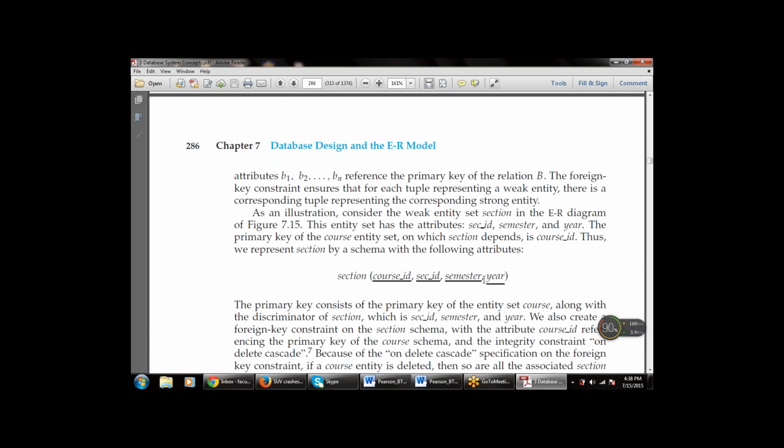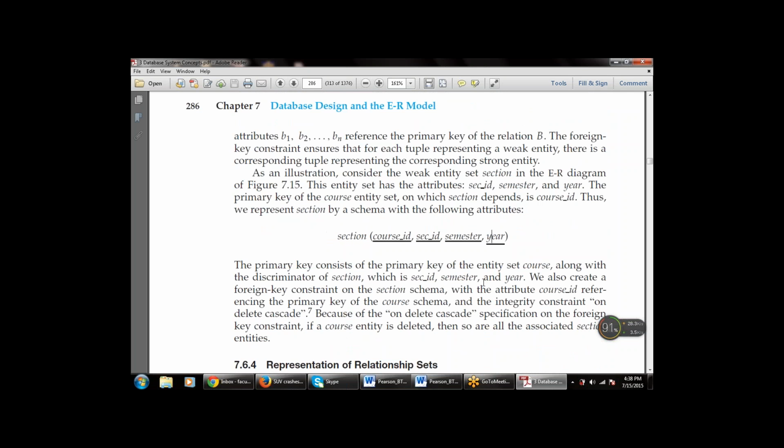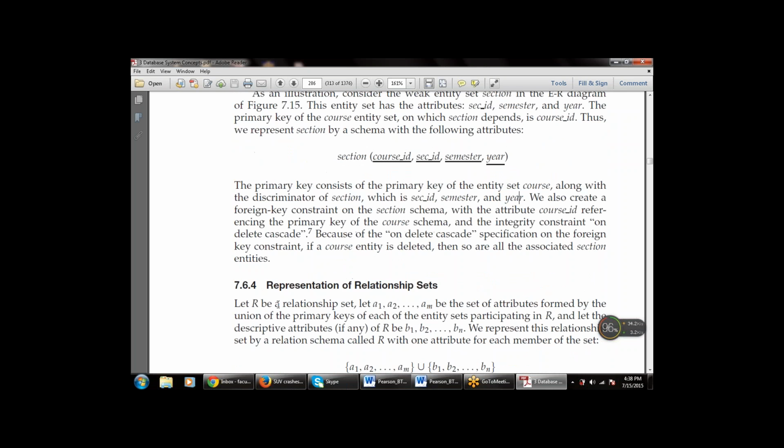There is a course ID, there is a section ID, there is a semester, there is a year. The primary key consists of the primary key of the entity set course along with the discriminator of the section, which is the section ID, semester and the year.